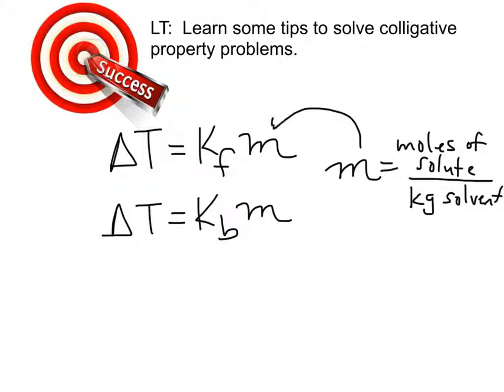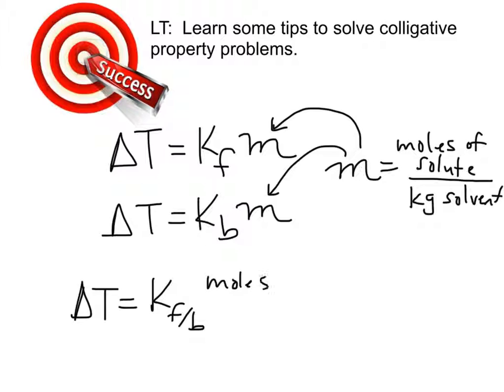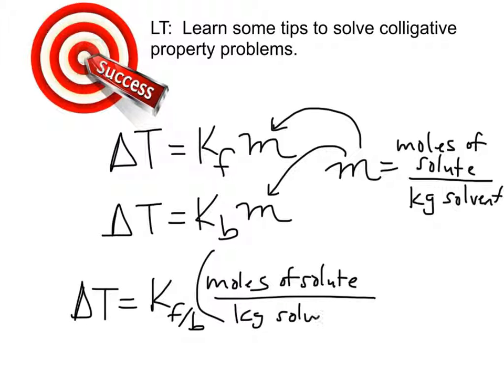So if we put this information in these equations, what we really have is delta T equals the Kf or Kb times the moles of solute divided by the kilograms of solvent. So let's stick with this equation, which incorporates the molality terms in there.